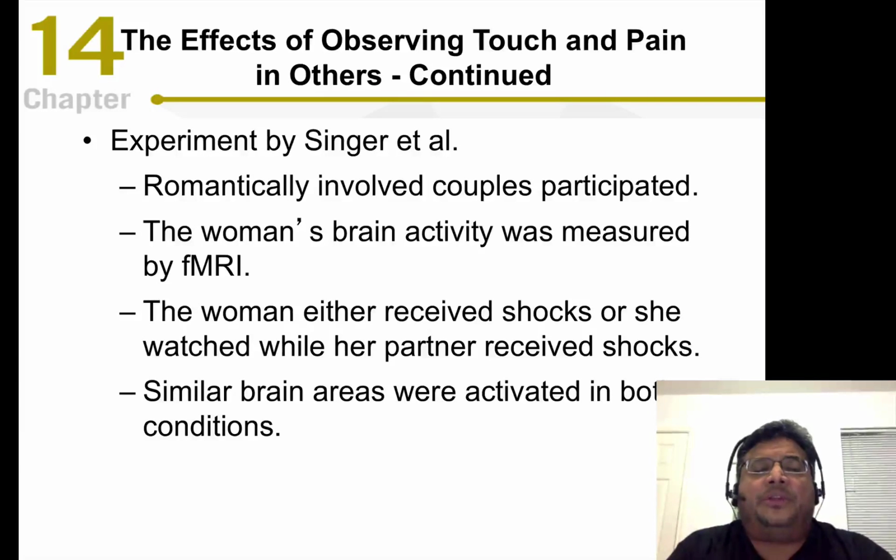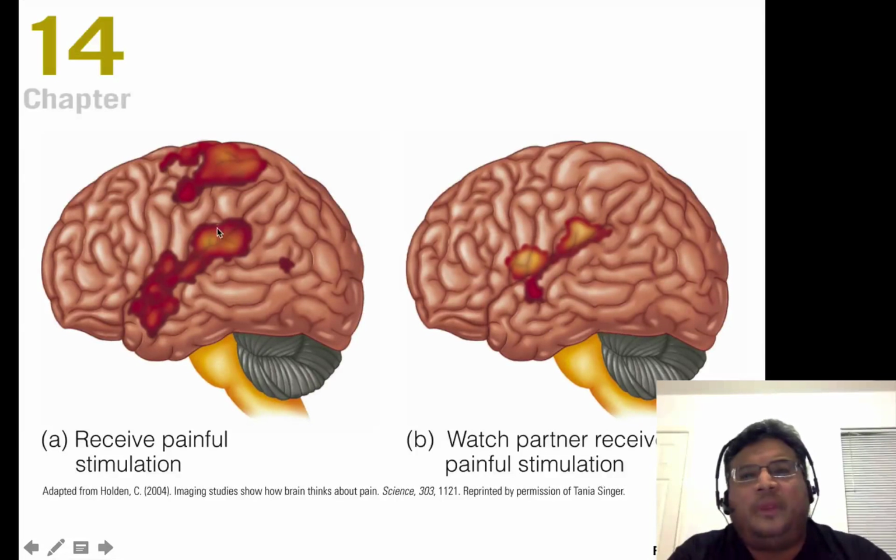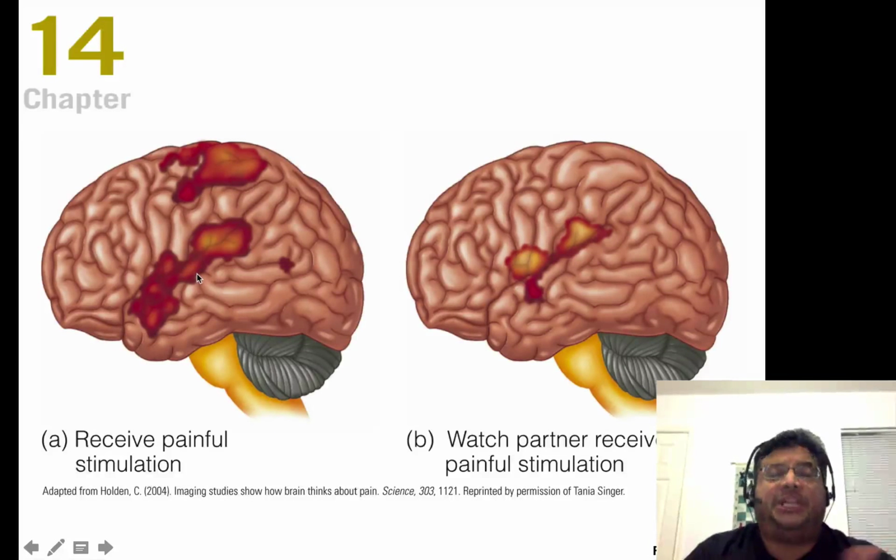Either way, whether she's perceiving shock in herself or in her partner, similar brain areas were activated in both conditions, namely, right here, right along here. So when she receives painful information, it lights up quite a bit. But even when she just watches her partner get stimulated, it lights up the same areas that lit up when she got shocked.